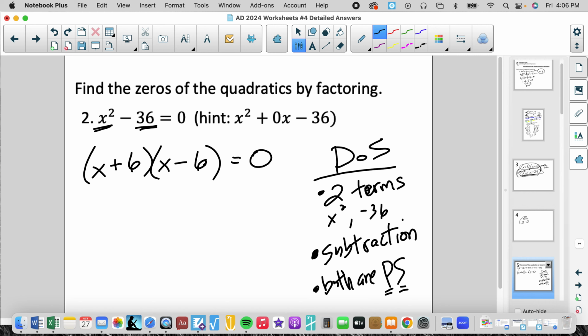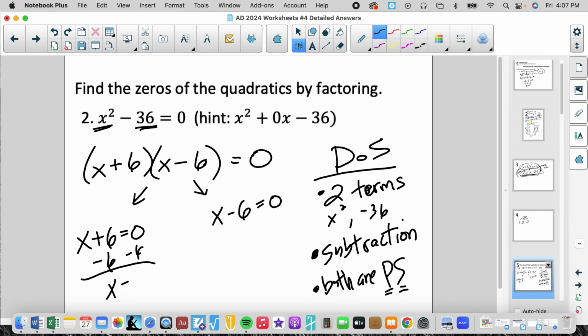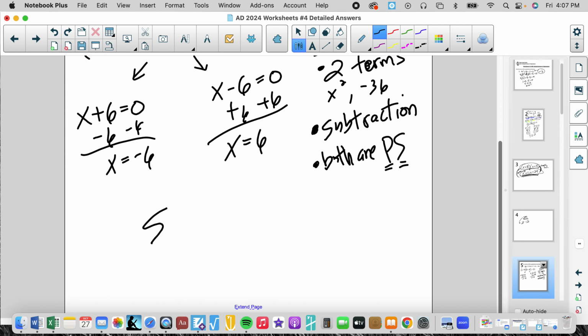Now, it's equal to 0, so we have two boxes multiplied that equals 0, so we set each one equal to 0 and solve for it. So we're going to subtract 6. We get x equals negative 6. Add 6. X equals 6. So my two solutions are negative 6 and 6.